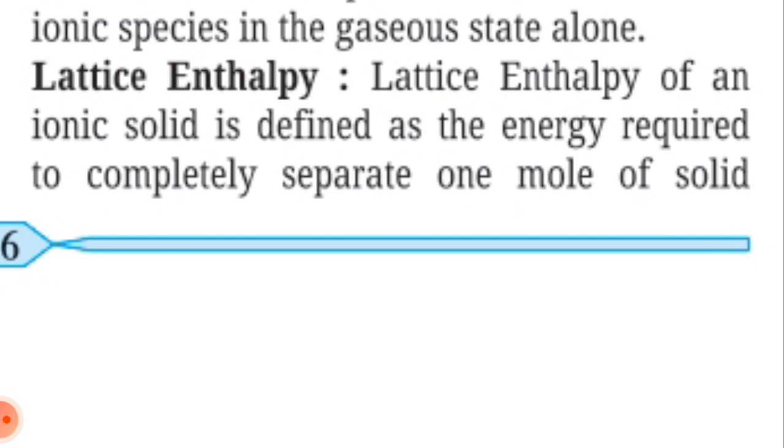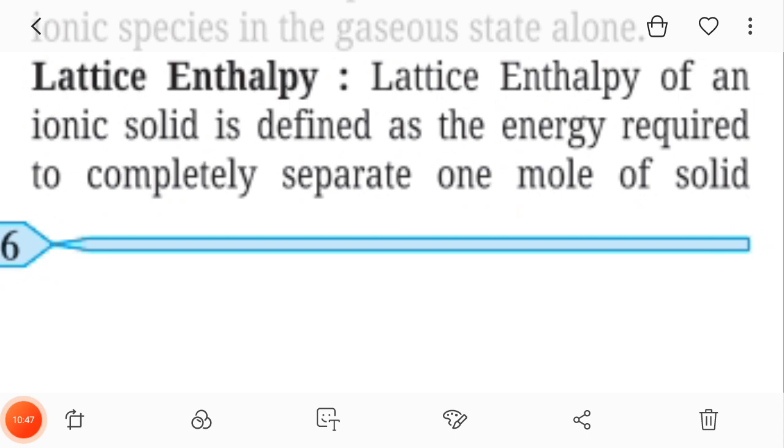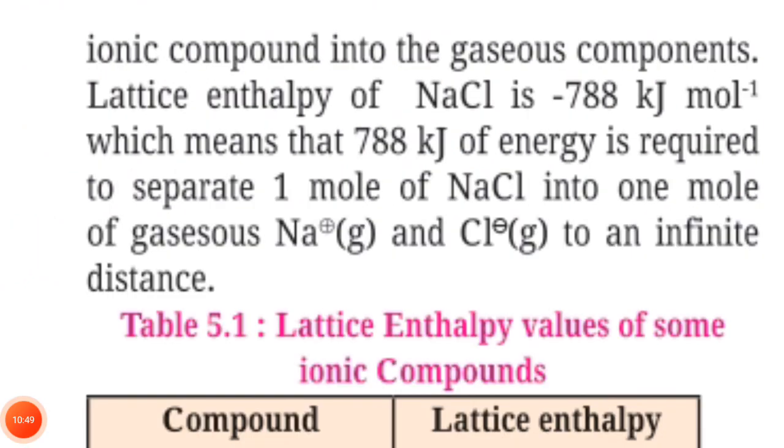Lattice enthalpy. The lattice enthalpy of an ionic solid is defined as the energy required to completely separate 1 mole of a solid ionic compound into gaseous constituents. The lattice enthalpy of sodium chloride is 788 kJ per mole, which means that 788 kJ of energy is required to separate 1 mole of sodium chloride into 1 mole of Na plus gas and Cl minus gas to an infinite distance.